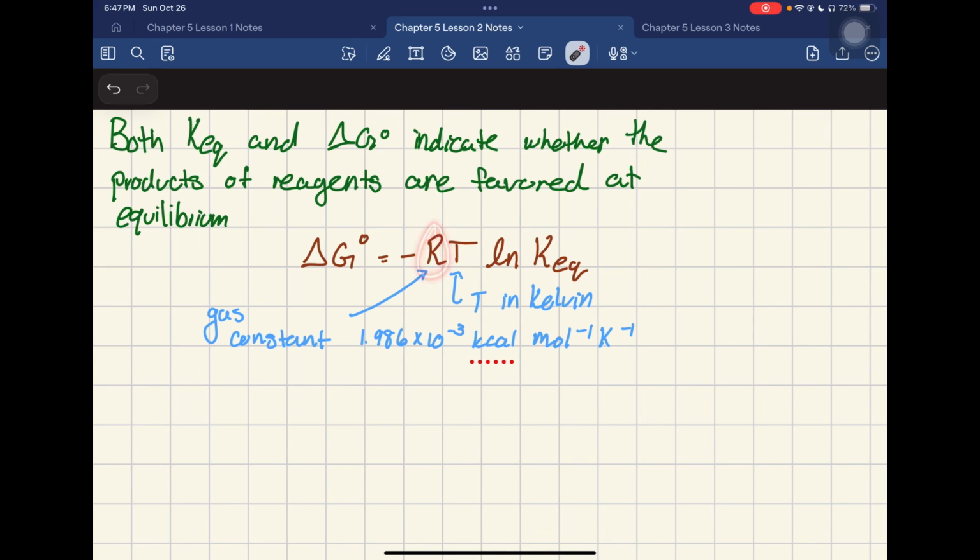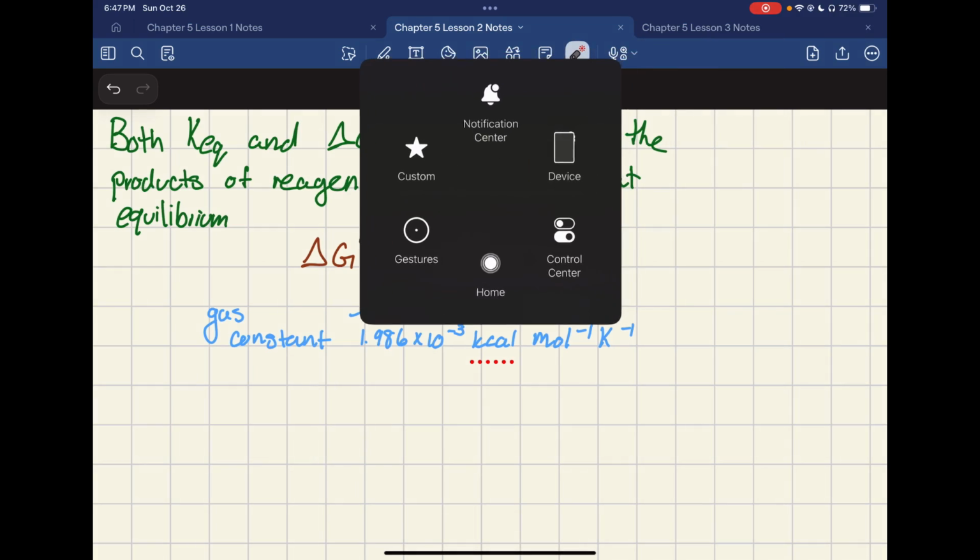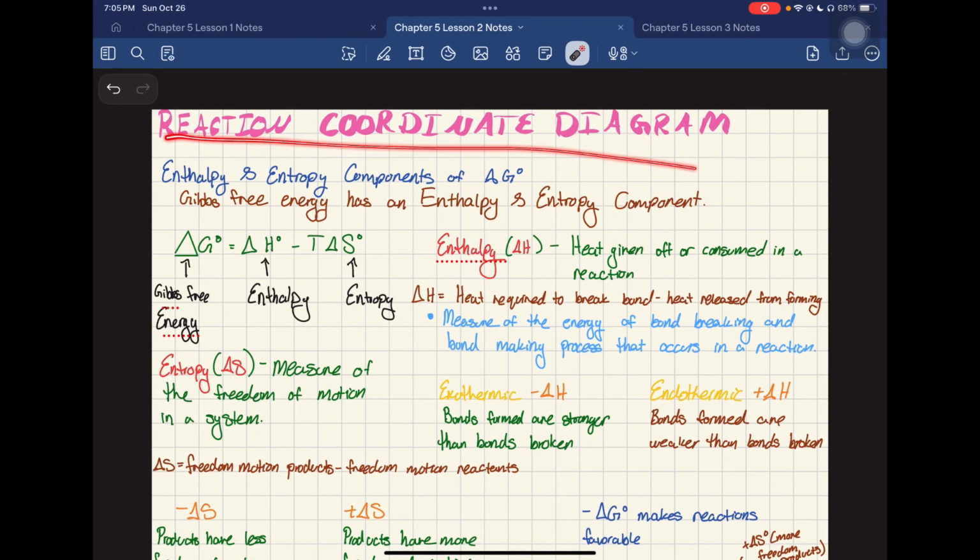Delta G zero can be written as negative RT natural log of K equilibrium. R is going to be the gas constant, which is 1.986 times 10 to the negative 3 kcal per mole Kelvin. And then T is going to be temperature in Kelvin, and natural log of K equilibrium. So now we're going to look at reaction coordinate diagrams.